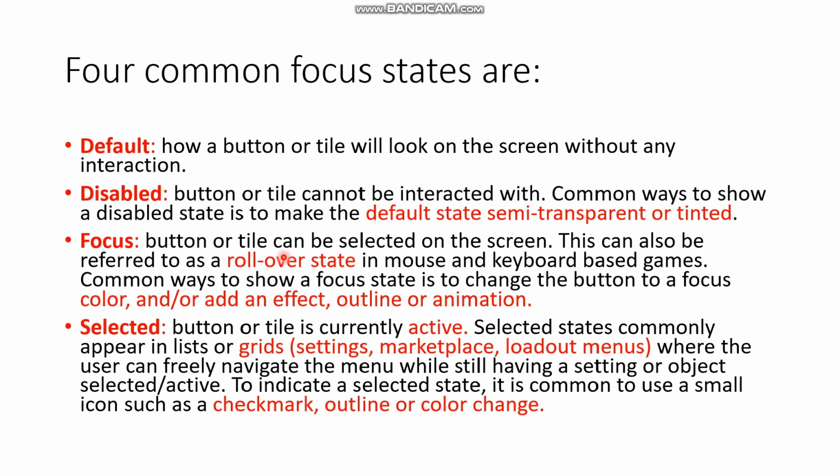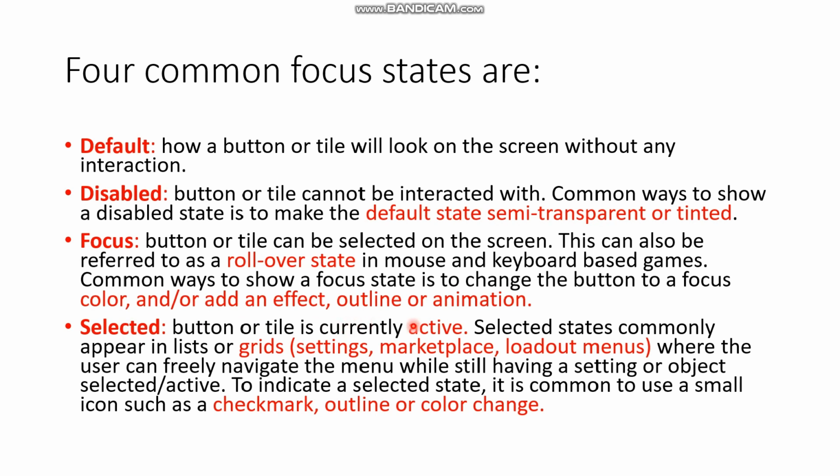And then focus can be selected on the screen. So this button or tile, the player can select on the screen. It is normally referred to as a rollover state in mouse and keyboard based games. But the common way to show this state is to show it with a color or have an effect, outline or animation. And then the last is selected.